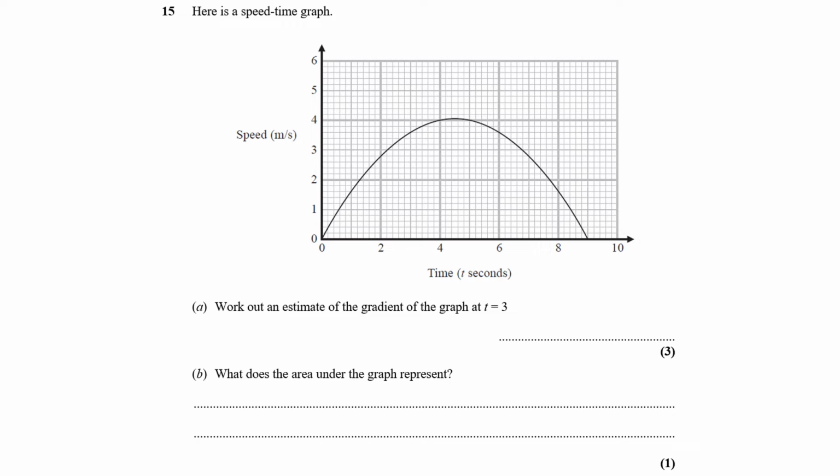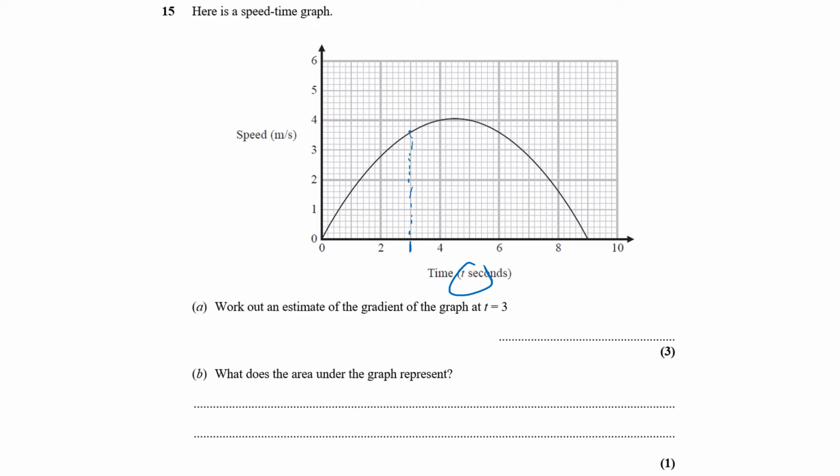Question 15. We have to work out the gradient of the graph at t equals 3. First of all, I'm noticing that t in seconds is the x-axis. When t equals 3, that's this point here. So if I follow that to my graph, that's at this point right here.